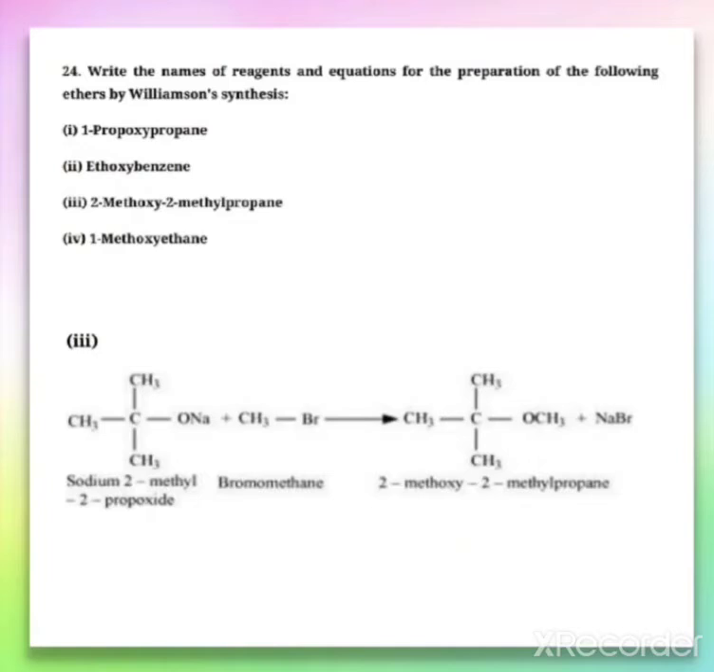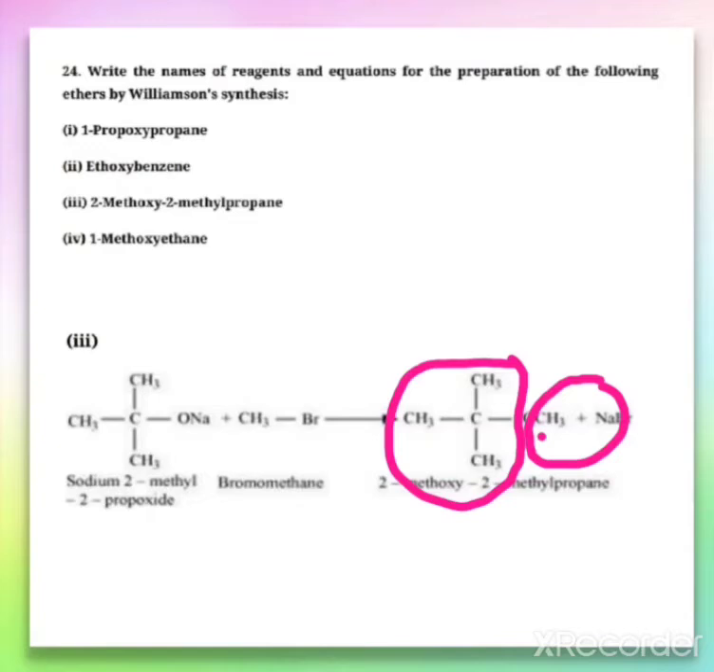Now look at here, which are the R and R dash here? Here are the 2 different groups, R and R dash. How do you identify R and R dash? Always point out the oxygen. Now look at the 2 sides: this part will be one alkyl group and this part will be the other alkyl group. So definitely one of R and R dash will be the tertiary butyl group, and the other one is the methyl group.